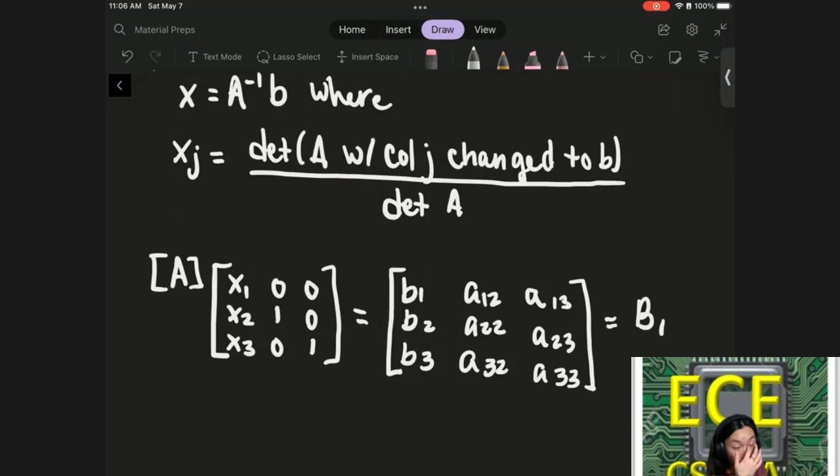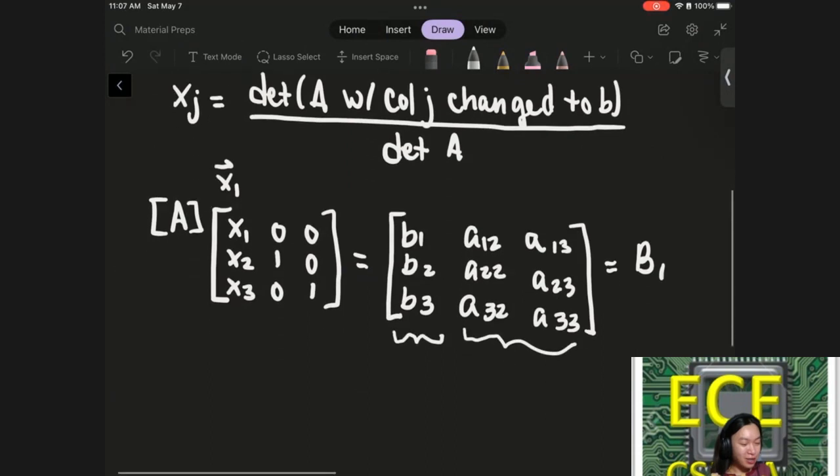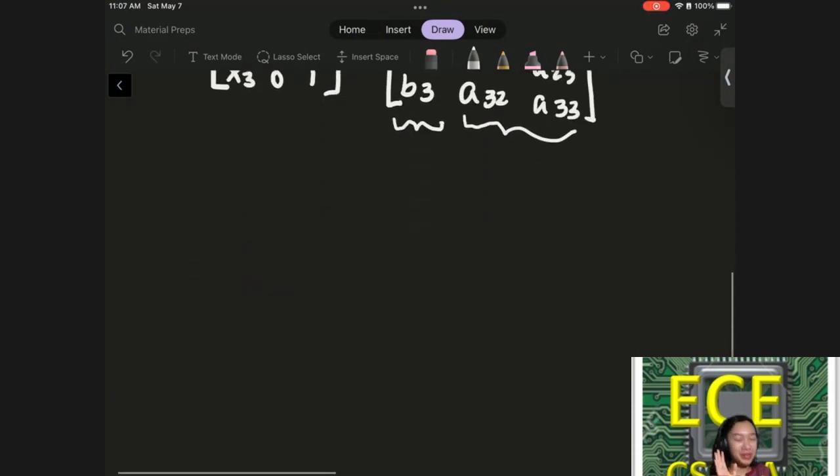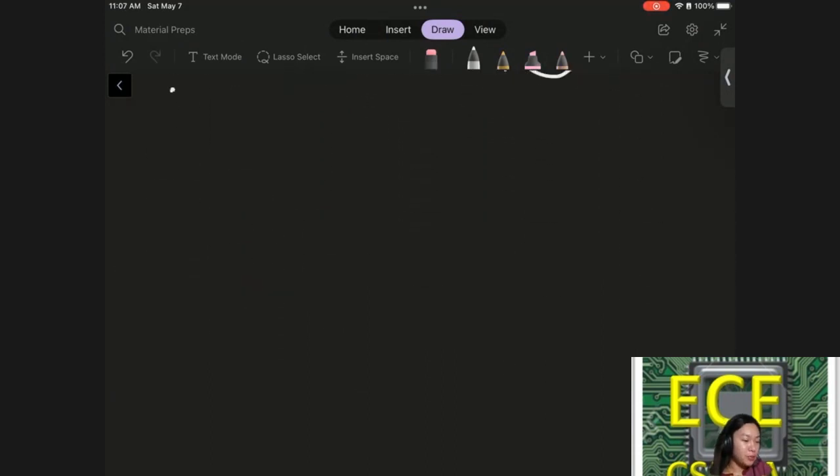And so what happened here was that we're looking at the first column vector of X. In the first column of A, we replaced it with B, and the rest of A stayed what it was. This is very confusing, so let's run through an example. I think an example will help.